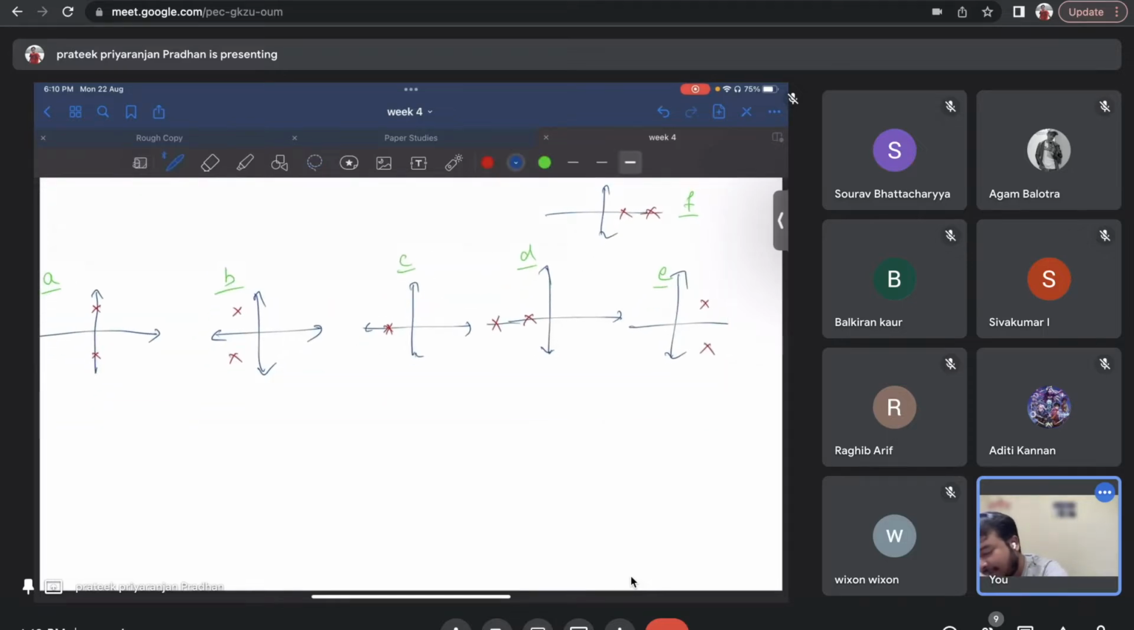Okay, so let's take some real values. Let's assume this is the S1. The poles are at plus or minus 5j. This is at some minus 0.5 plus or minus 5j. This is at minus 0.5 and minus 0.5.